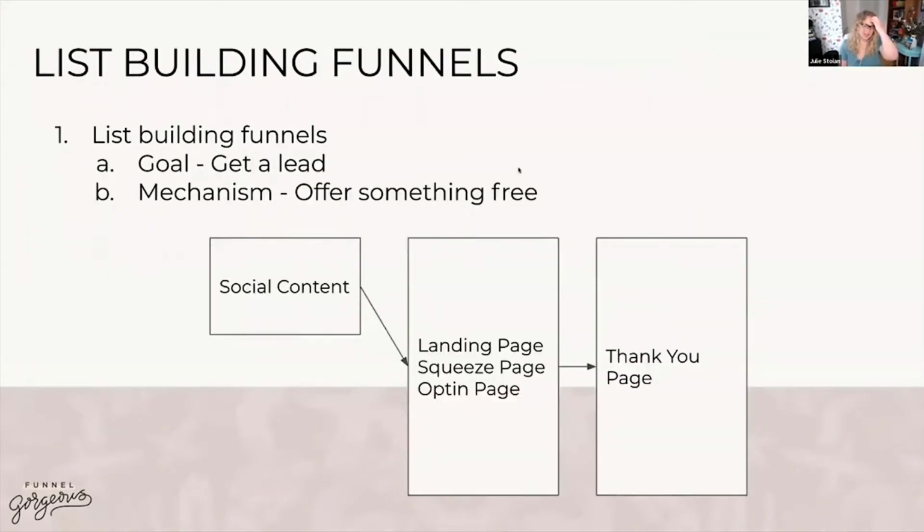So the first kind is the list building funnel. And again, like I said, every funnel has a goal, and the goal here is to get a lead. The mechanism for that goal is give something away, okay? The most basic funnel is you have a piece of social content, a Facebook post, a Facebook ad, Instagram, a YouTube video, a Pinterest pin, a tweet, some piece of social content, right? Because that's often how most of us get our traffic.